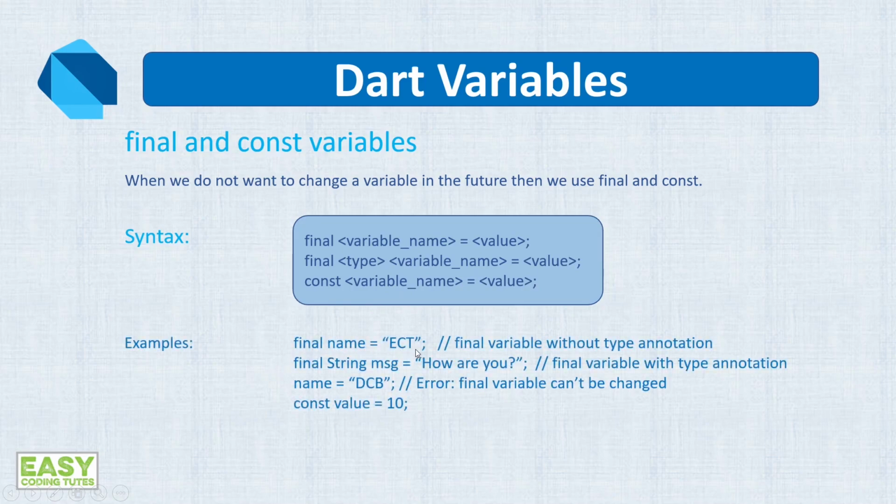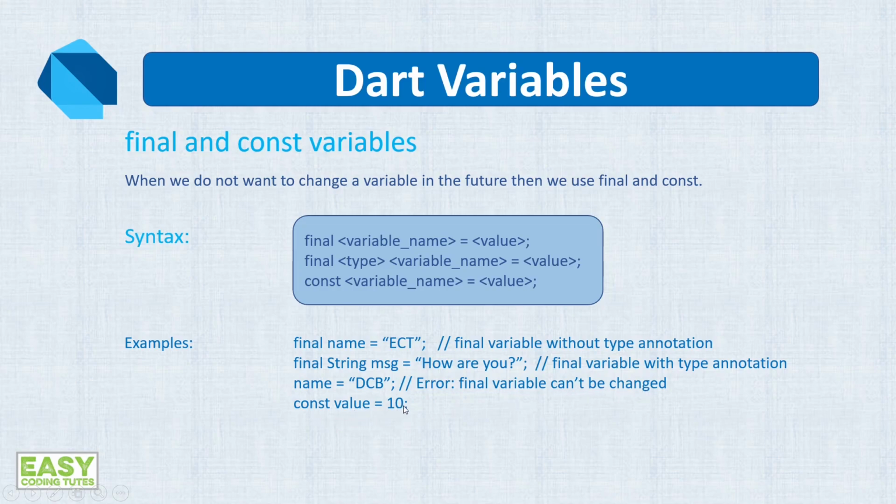Final name is equal to ECT, final variable without type annotation. So here we can have final string msg is equal to how are you. So final variable with the type annotation, that is string here. Name is equal to dcb. So here we have already given ECT to this name variable, and again we are reassigning dcb to this name variable. That cannot be done because we have declared it as final. So we will get error, final variable cannot be changed.